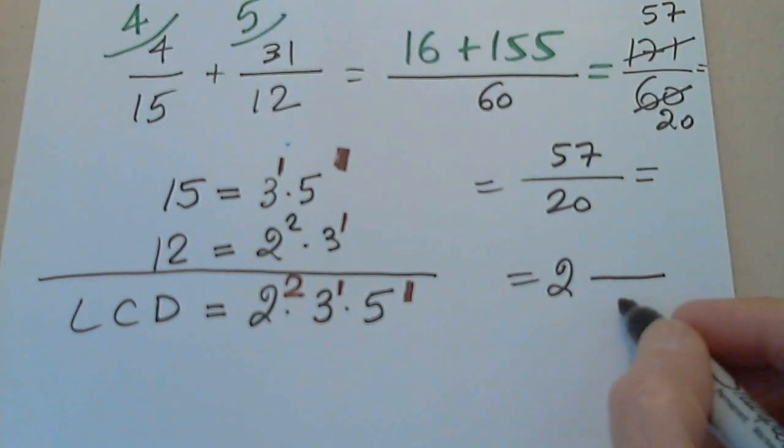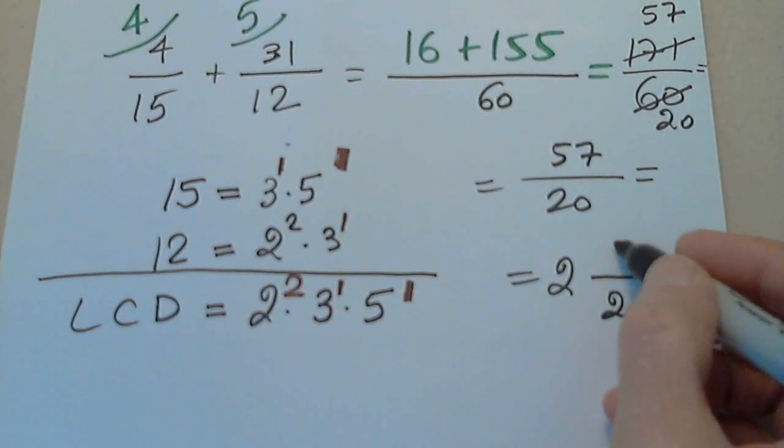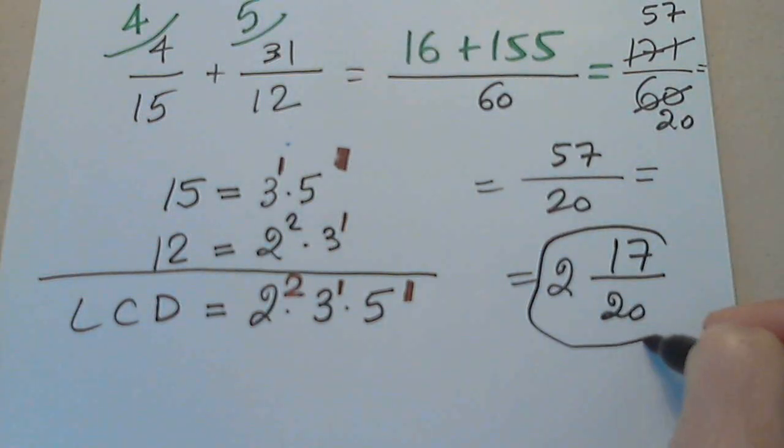And what is the remainder? 2 times 20 is 40. 57 minus 40 is 17. And this is it.